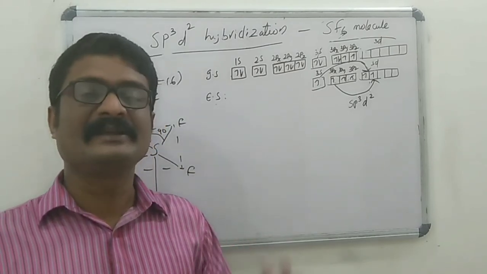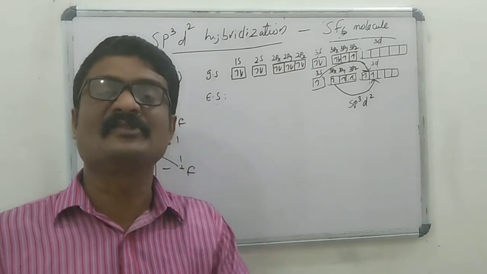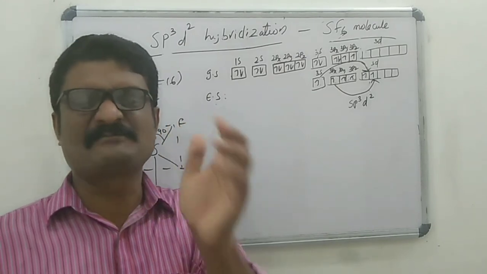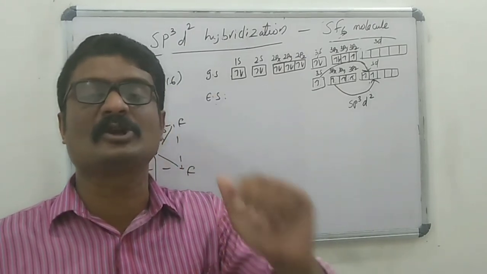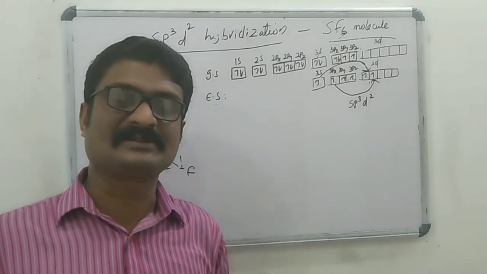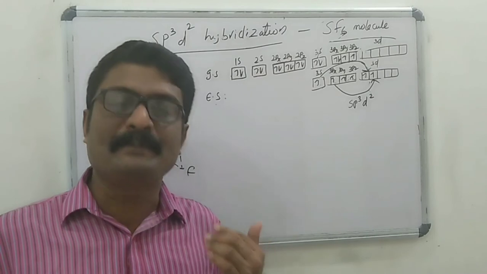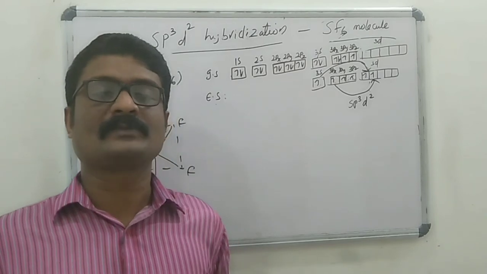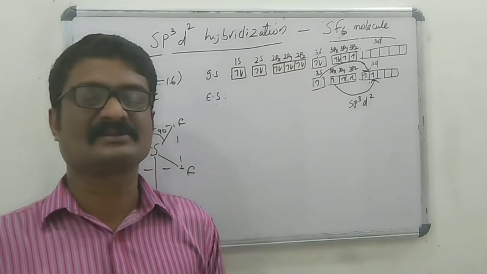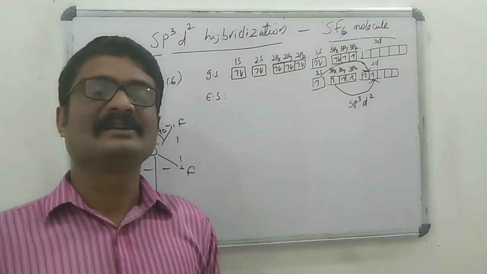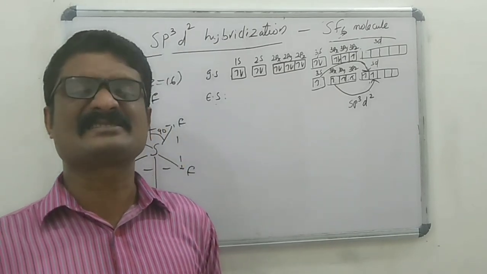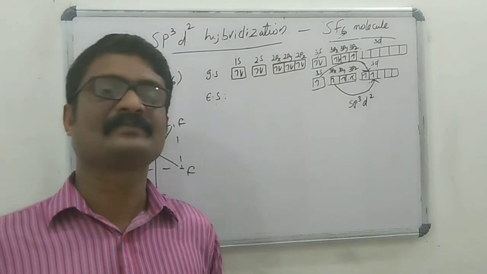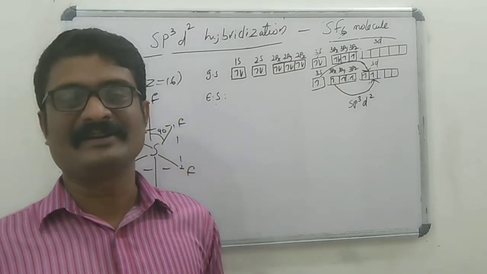Please listen. In SF6, the central sulfur atom is sp3d2 hybridized. The 6 sp3d2 hybridized orbitals of sulfur overlap with half-filled 2p orbitals of 6 fluorine atoms to form 6 S-F bonds, and these 6 S-F bonds are directed towards the 6 corners of an octahedron, with an angle of 90 degrees.